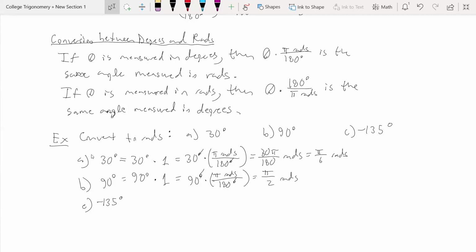All right, so now we have negative 135 degrees, which is the same thing as negative 135 degrees times 1, but I'm multiplying by 1 in a funny way. I'm multiplying by pi rads and dividing by 180 degrees. Negative 135 and 180 are both divisible by 45. 45 goes into negative 135 negative 3 times, and into 180 4 times. So this is just going to be negative 3 pi over 4 rads.